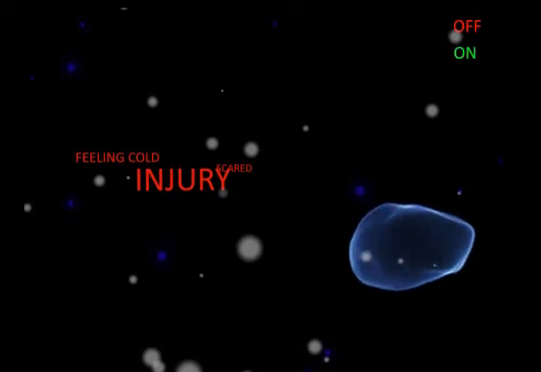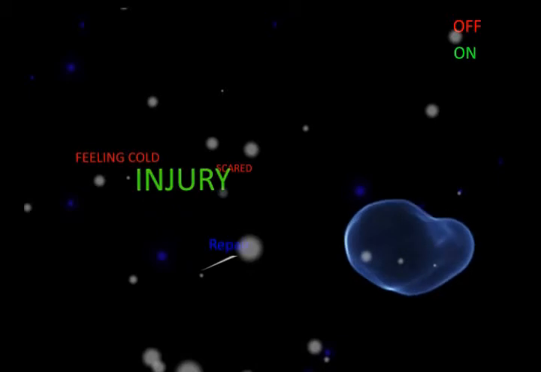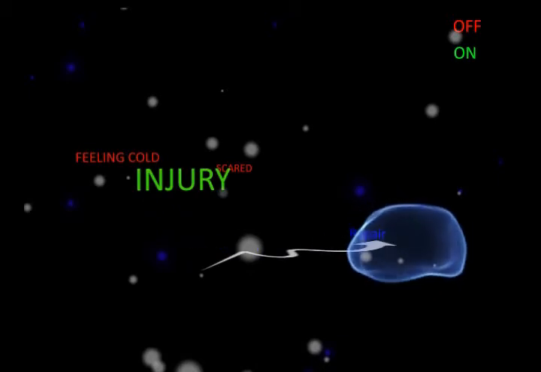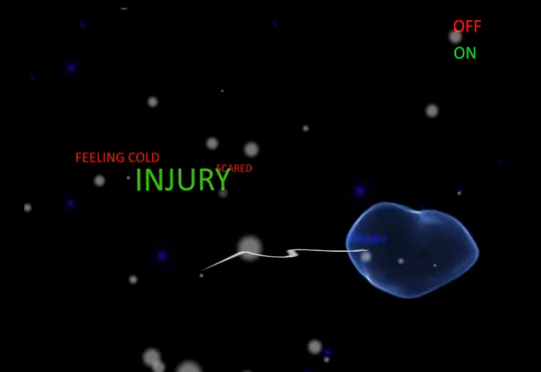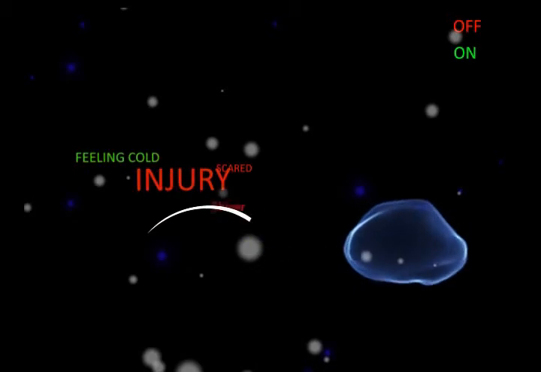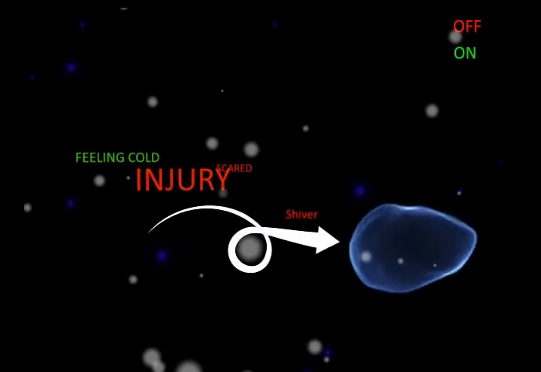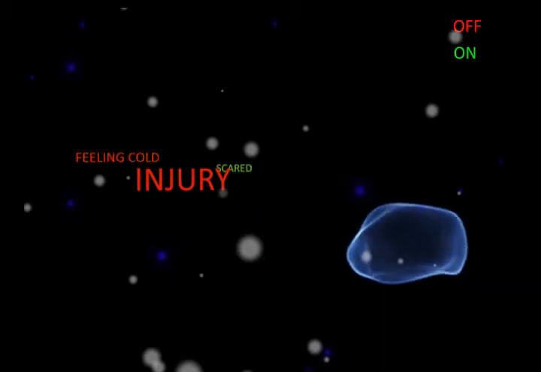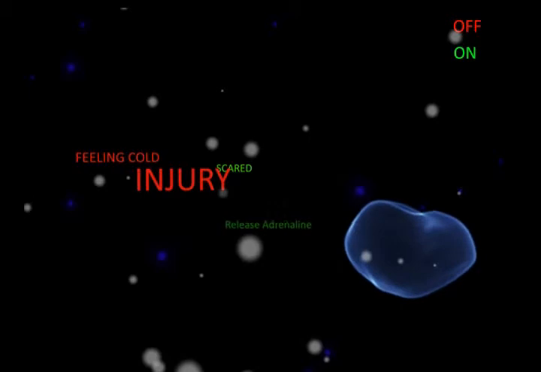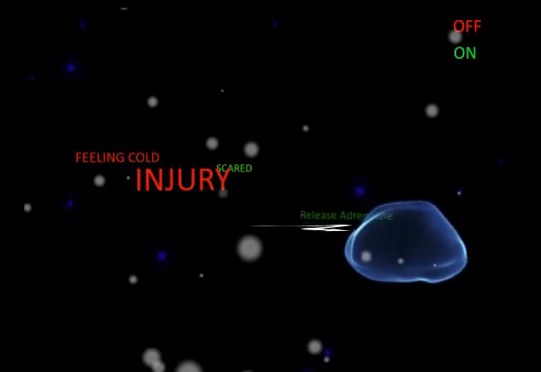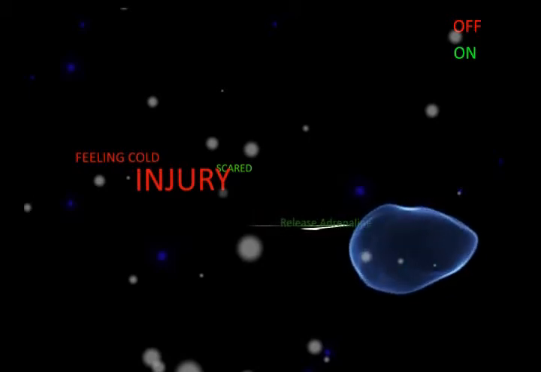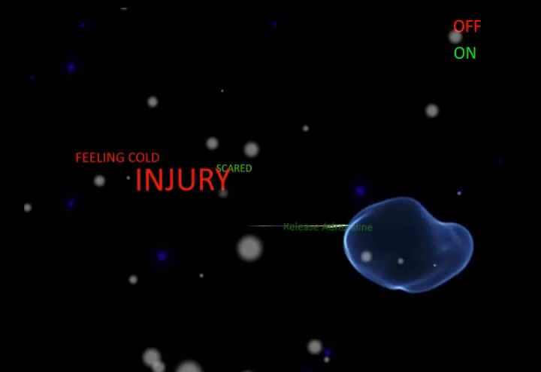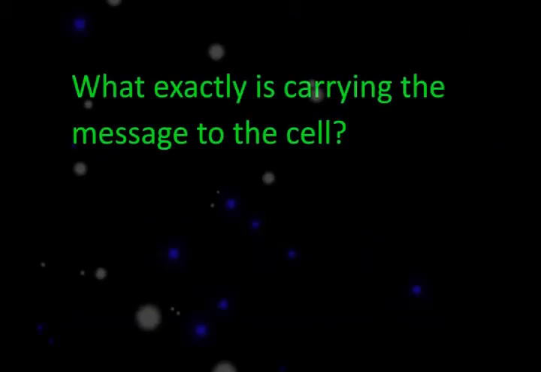For example, when your body experiences an injury, it'll turn on the pathway that carries the message repair. On the other hand, if your body is cold, then it'll turn on the shiver pathway. Finally, if your life is in danger, then your body will most likely turn on the adrenaline pathway. Keeping each signaling pathway in an off position and selectively turning on appropriate pathways prevents the cell from being counterproductive. But what exactly is carrying the message to the cell?